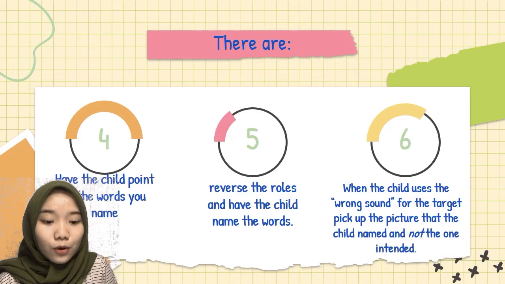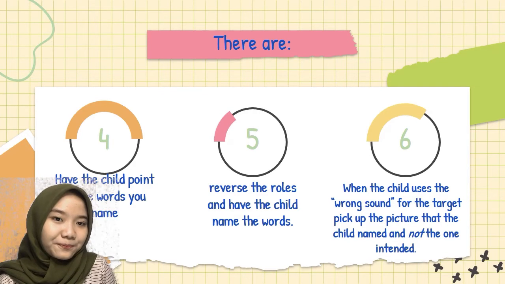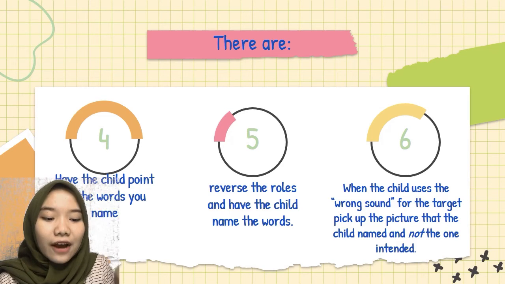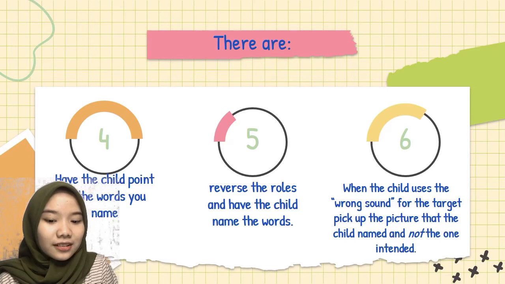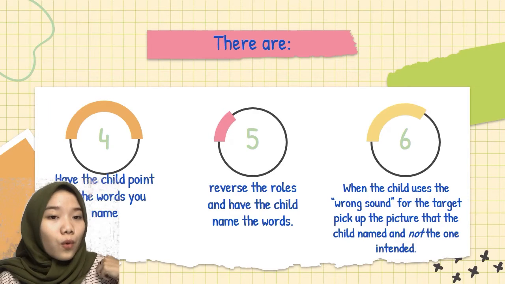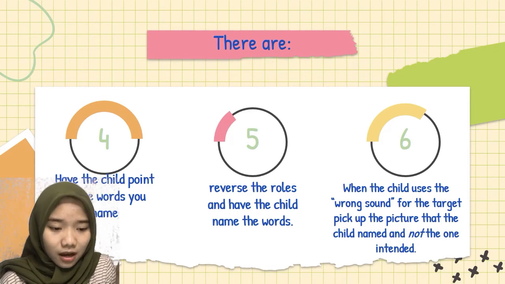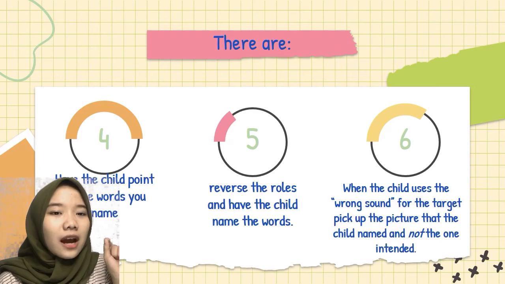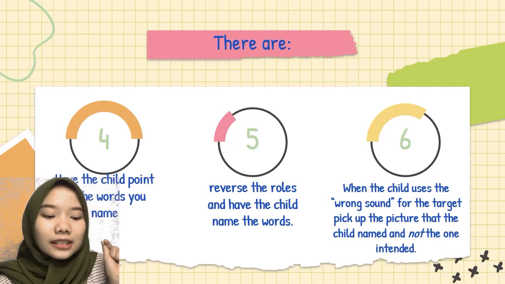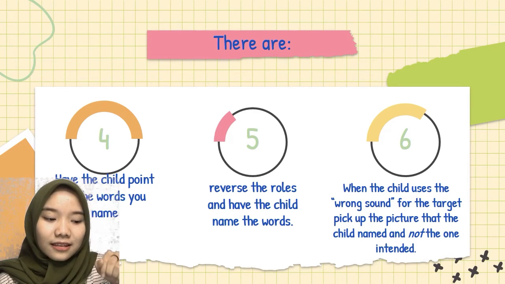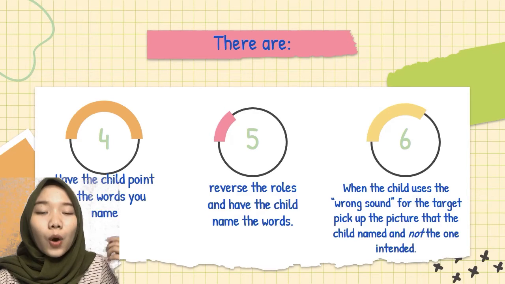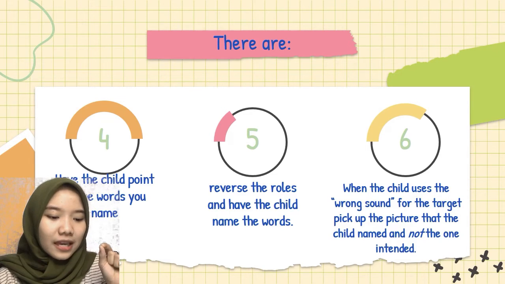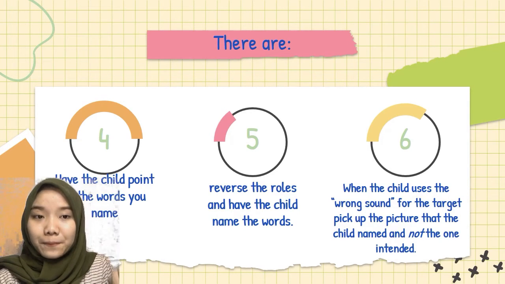This is sometimes called auditory discrimination. Five, reverse the roles and help the child name the words. Six, when the child uses the wrong sounds, pick up the picture that the child named and not the one intended. For example, when Ben points to the picture called big but says pig, pick up the picture of the pig.